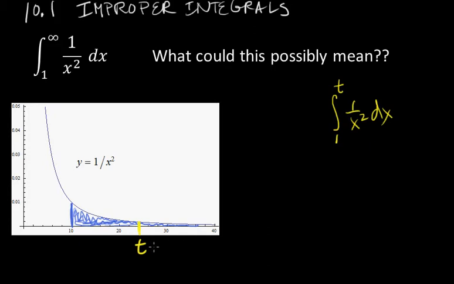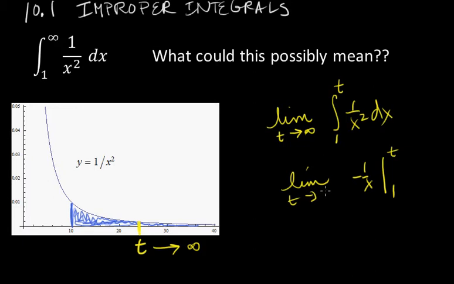And then I'm just going to drag t to infinity. In other words, I'm going to take the limit of this function of t. That's a function of t. I'll find it, and I'll take the limit as t goes to infinity. And if that limit exists, that's what we will call the improper integral from 1 to infinity of 1 over x squared. So, well, let's see, that's x to the minus 2, so minus 1 over x, evaluated between t and 1. I'm going to take the limit of that as t goes to infinity.